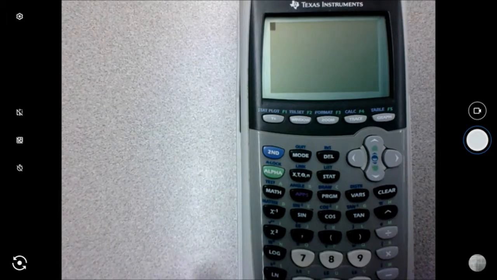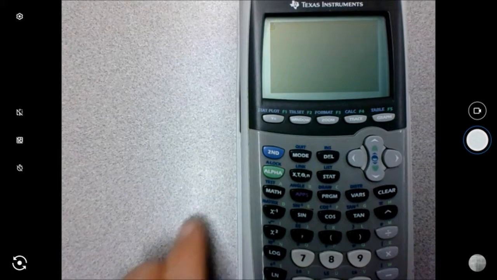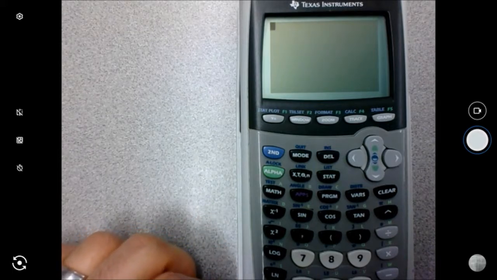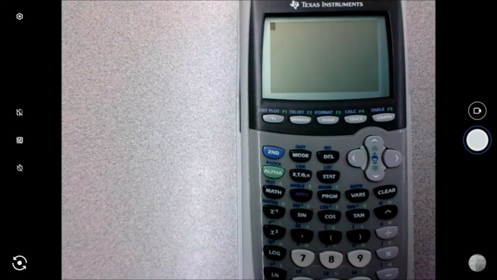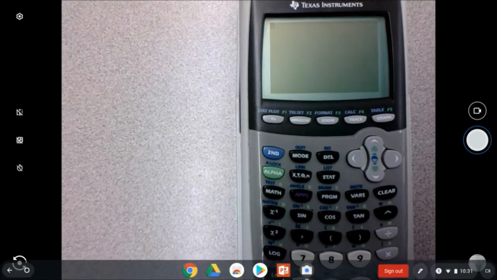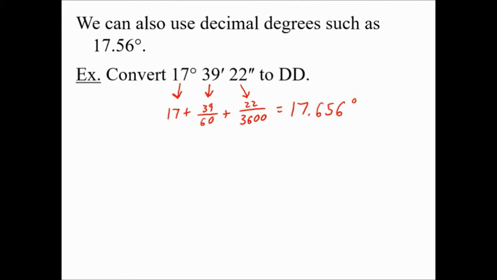Okay, so it is possible to convert. And so notice, even if you're not 100% sure how to do it on this calculator, I'm sure there is some place for seconds. I'm just not sure where. You can still do it the same way that I did this problem. Just convert to fractions and then let your calculator do those fractions.